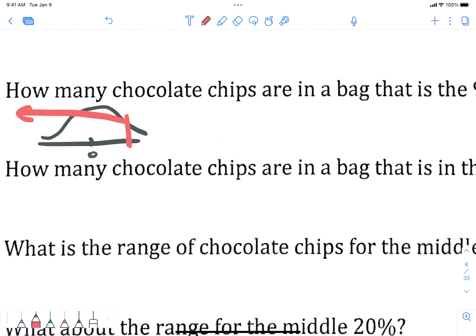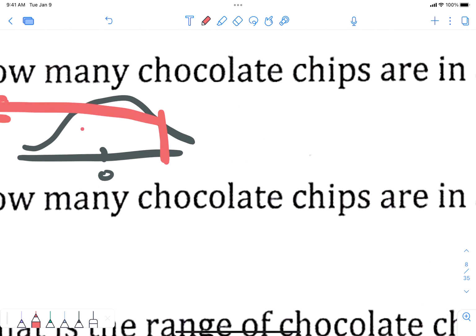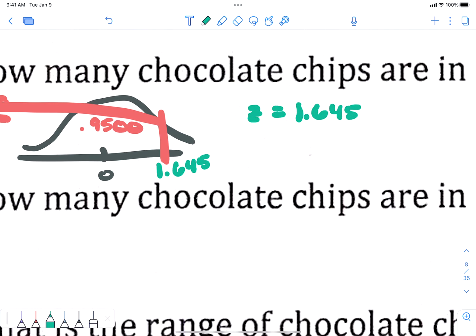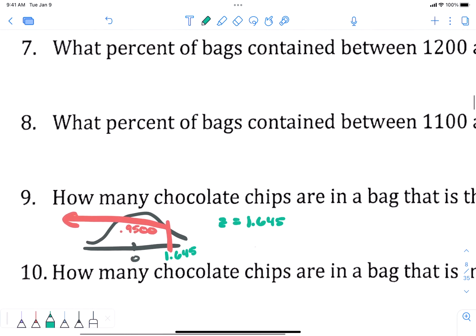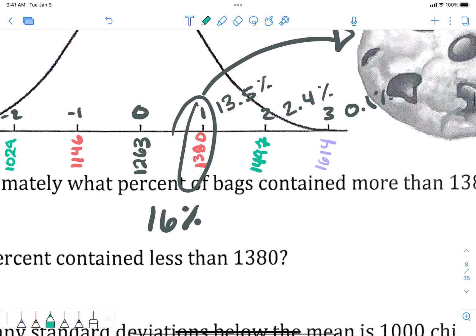So as a decimal, 95th percentile is what? 0.9500. Didn't we look this one up already? If we look it up, we got what? 1.645. Okay, so that is the what? The z-score is 1.645. But I want to know how many chocolate chips that translates into, right? 1.645 is going to be like here on the chart. So maybe like, I don't know, 1,400 chocolate chips, 1,420 chocolate chips, something like that.